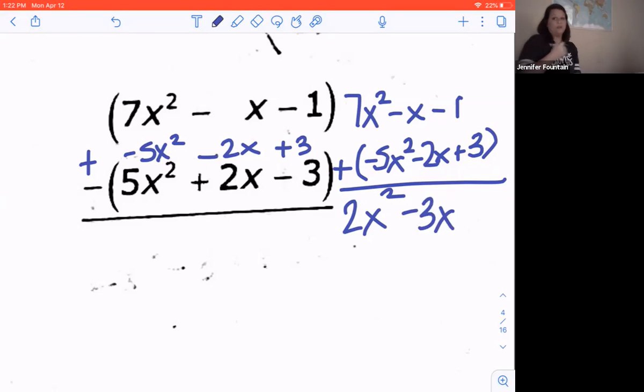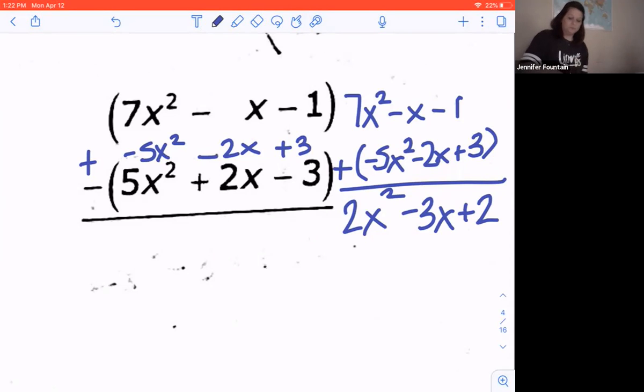So look and see, did you get negative 3x? Then I have negative 1 plus a positive 3. Sign of the larger is a positive. The difference is 2. So 2x squared minus 3x plus 2. Any questions on those? Any questions?